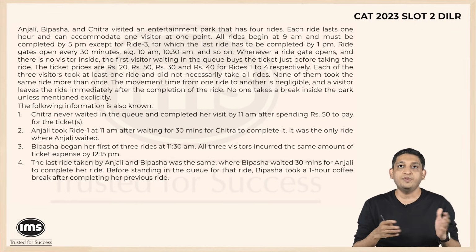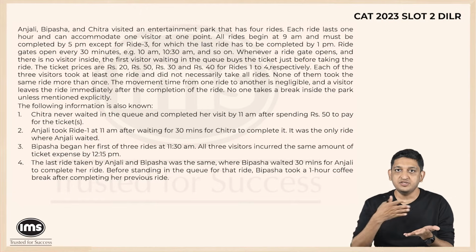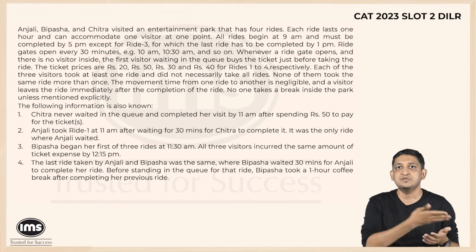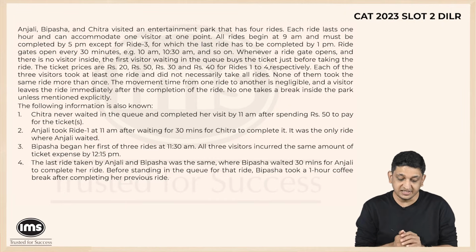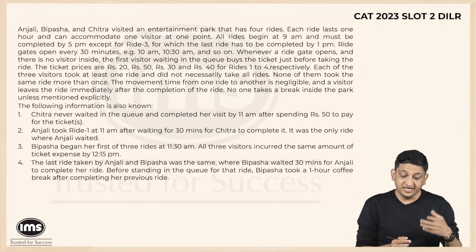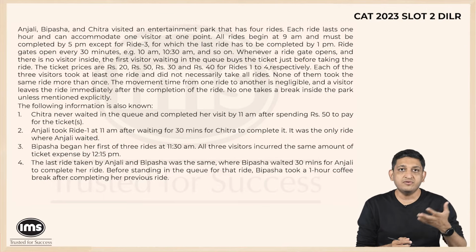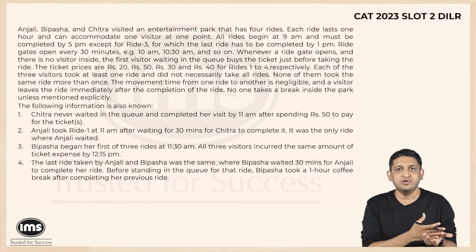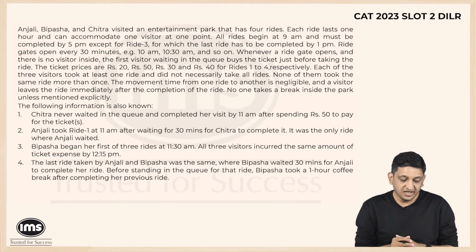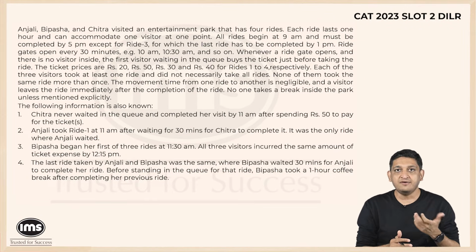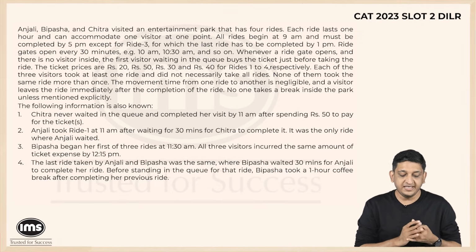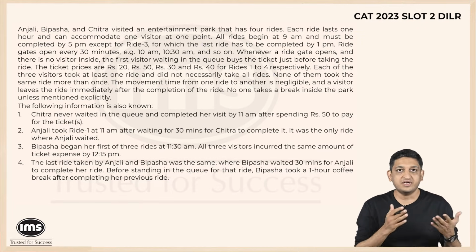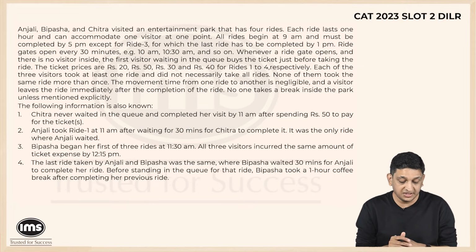Whenever the ride gate opens, if someone is standing outside and there is nobody inside the ride, then obviously this person will be able to enter the ride and can enjoy the ride for 1 hour. So that is basically the point of this. And if, let's say for example, there is already someone who is inside that ride, then the person standing outside will not be able to get in and will have to wait, right? So there are chances that someone might have to wait for half an hour. That is what it says. The ticket prices are 20, 50, 30 and 40 rupees for rides 1, 2, 3, 4 respectively. That has been given to us.